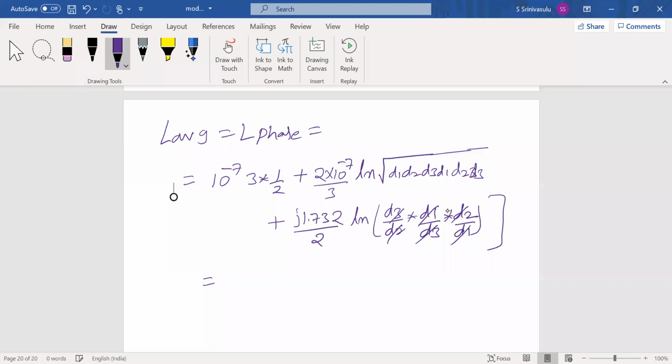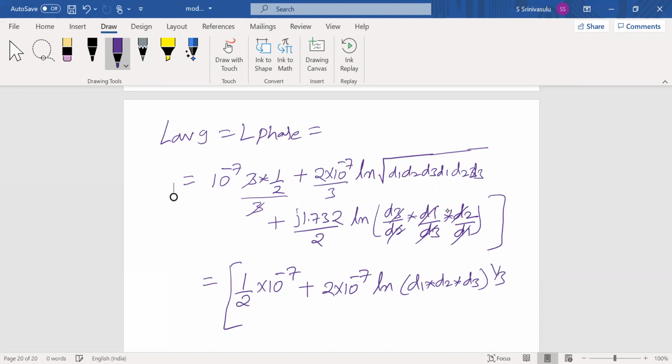What will remain is 3 into 1 by 2 whole by 3, also by 3. The 1 by 3 gets cancelled. What remains is 1 by 2 into 10 power minus 7. Plus, observe here d1 is 2 times, d2 is 2 times, d3 is 2 times. Again, the root will get cancelled, 1 by 3. Finally, I write 2 into 10 power minus 7 ln of d1 into d2 into d3 whole power 1 by 3. Can I write like this?